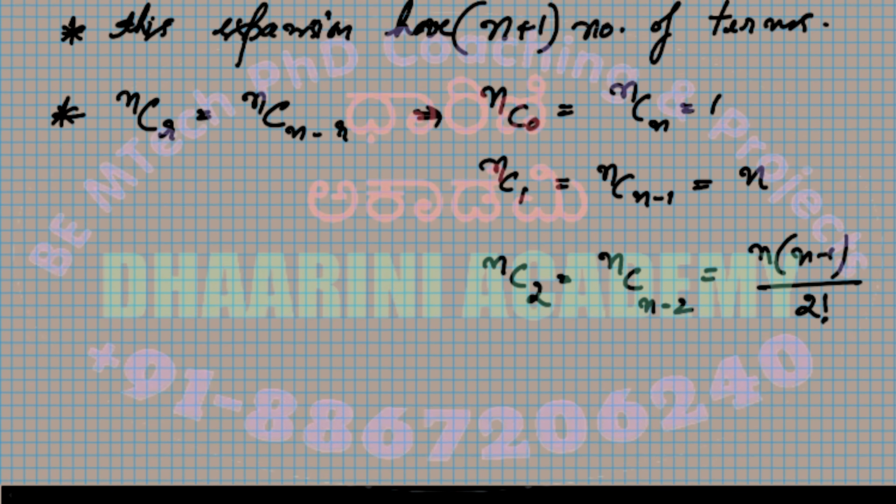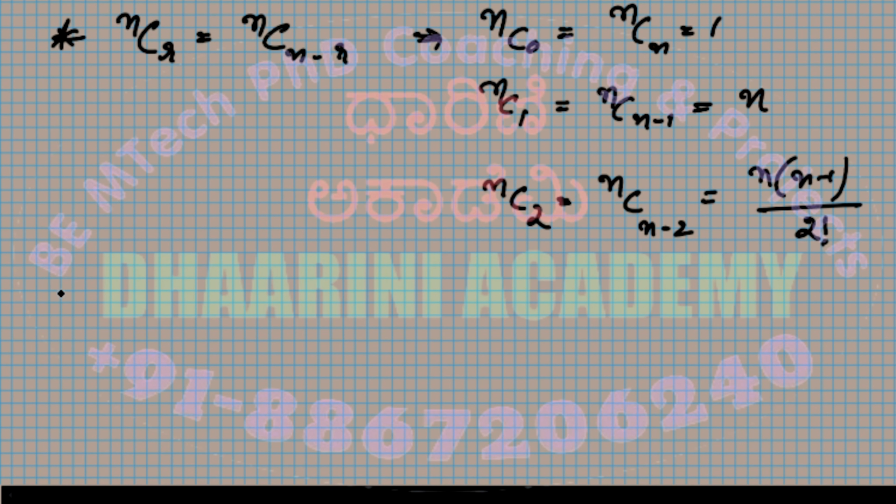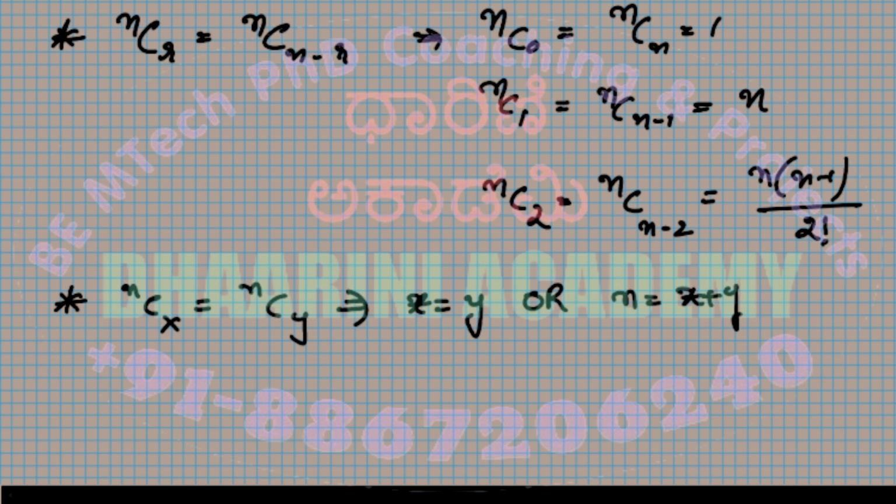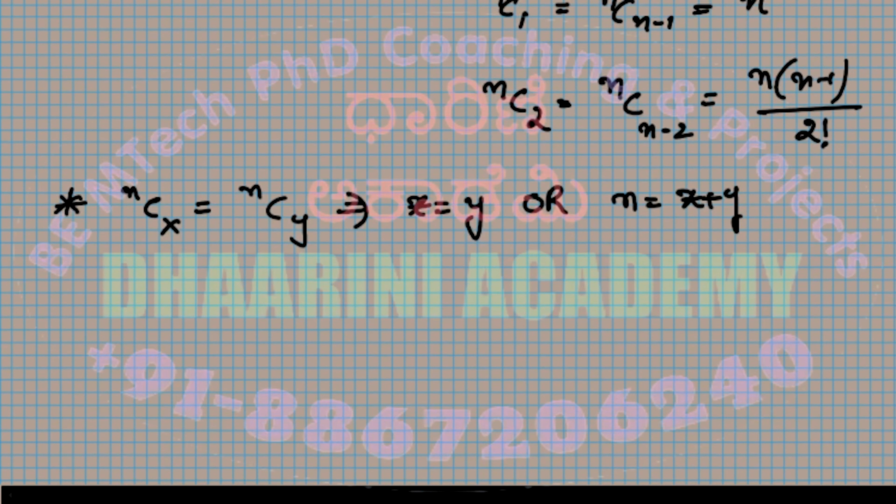The next property that we can use is this. So we know that if I write nCx and nCy and they are the same, then x is equal to y or n is equal to x plus y. Let's write this. This is used many times. So if somewhere we see that nCx equals nCy, this implies either of the following is true: either x is equal to y or n is equal to x plus y, right? Either of these cases must be true.